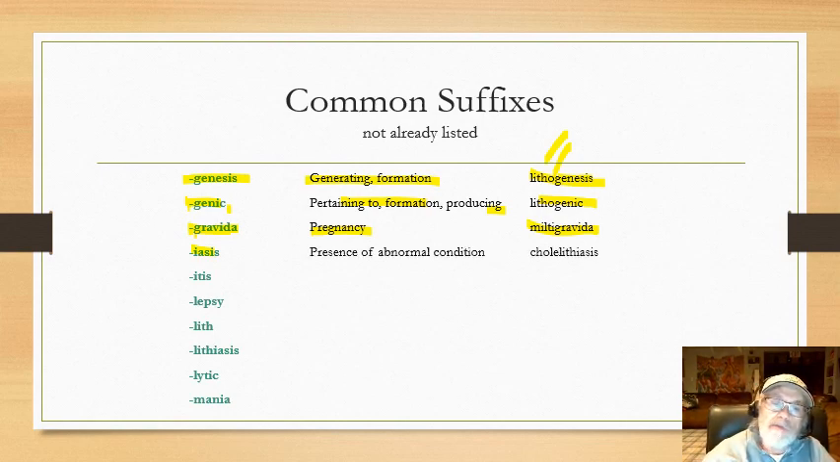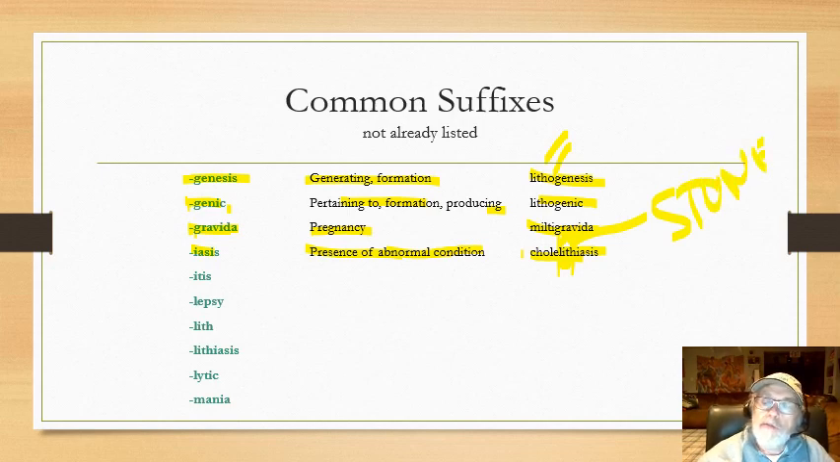IASIS, we talked about this before, the presence or abnormal condition. This is an interesting word. Cholelithiasis. Now I see lith. I know lith means stone. We've talked about that multiple times. So we know it has something to do with the formation or condition or the presence of a stone. Chole means gallbladder. So cholelithiasis would be the abnormal condition of gallstones.